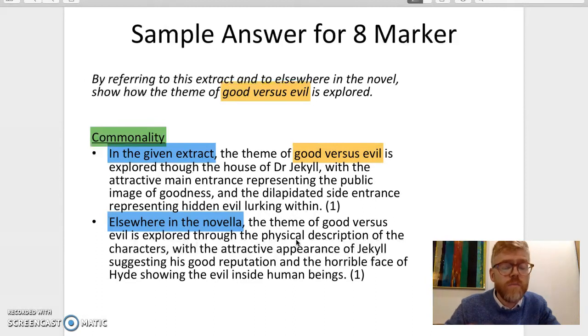Elsewhere in the novella, from my second bullet point, the theme of good versus evil is explored through the physical description of the characters, with the attractive appearance of Jekyll suggesting his good reputation and the horrible face of Hyde showing the evil inside human beings. Again, notice that I have used my phrase good versus evil to stay on track.